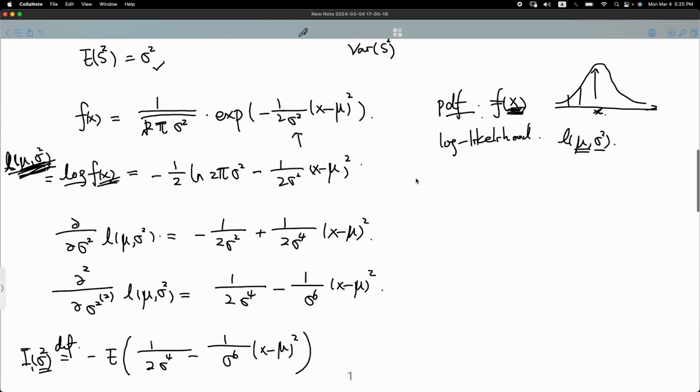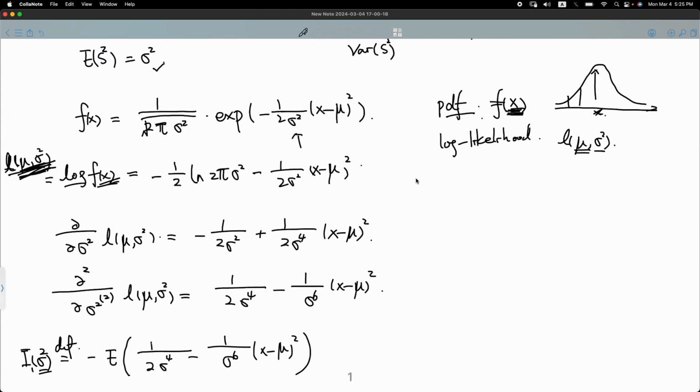Okay. Yeah, so any question up to this point? The rest is just the simplified arithmetic part. So any question on the procedure or the conceptual part?